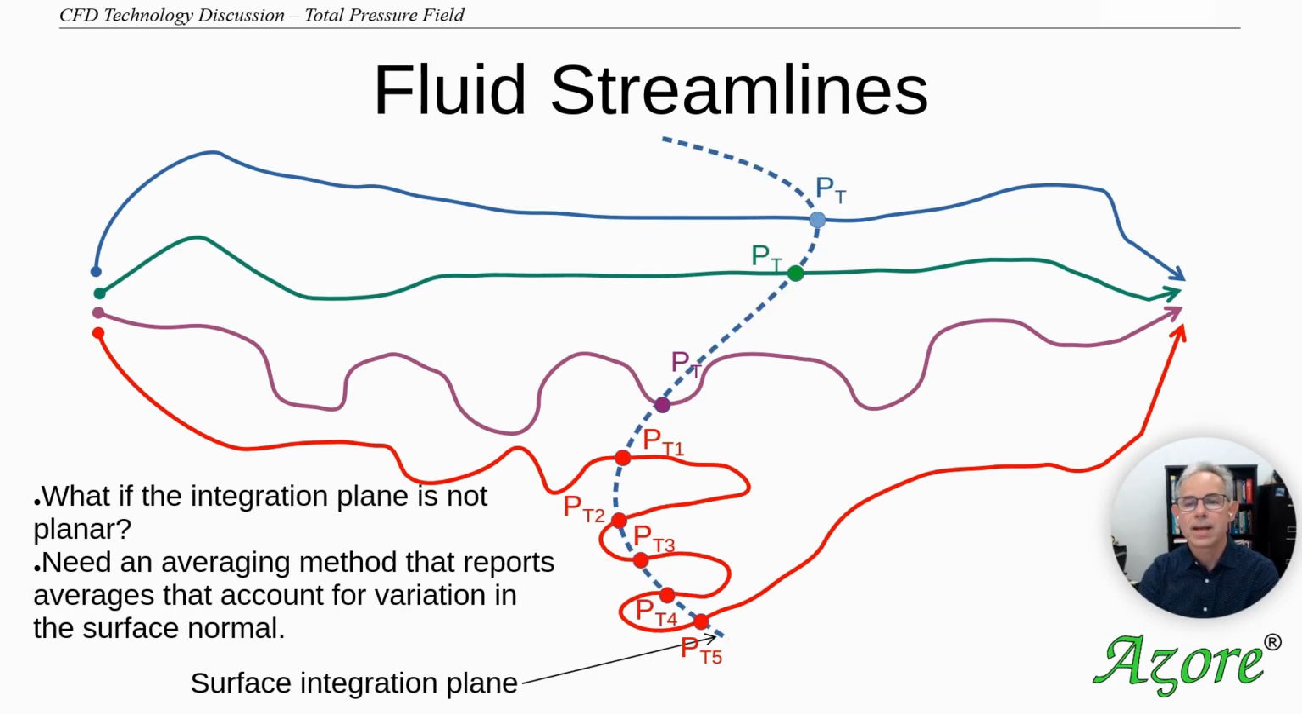Well, let's make it even a little bit more complicated. In CFD, we can make surfaces of any shape we want. We can have a surface that is not even planar like this. So we also need integration techniques that account for the changes in the geometry of the surface we're using for integration. So we really need an integration technique that covers all of these aspects.